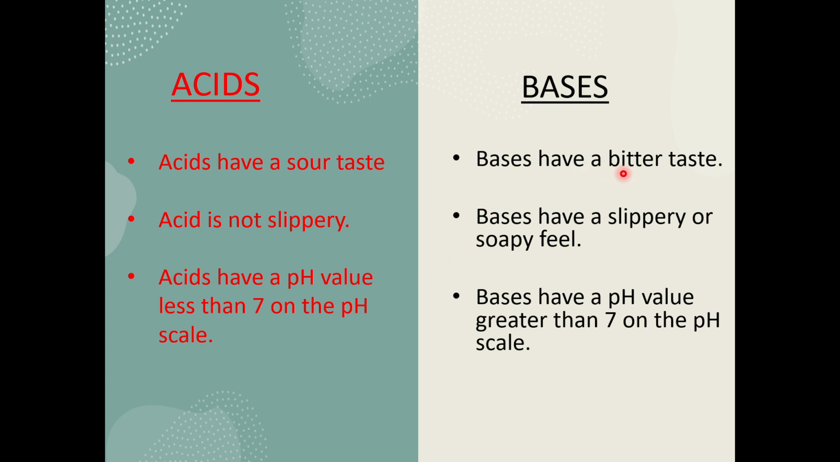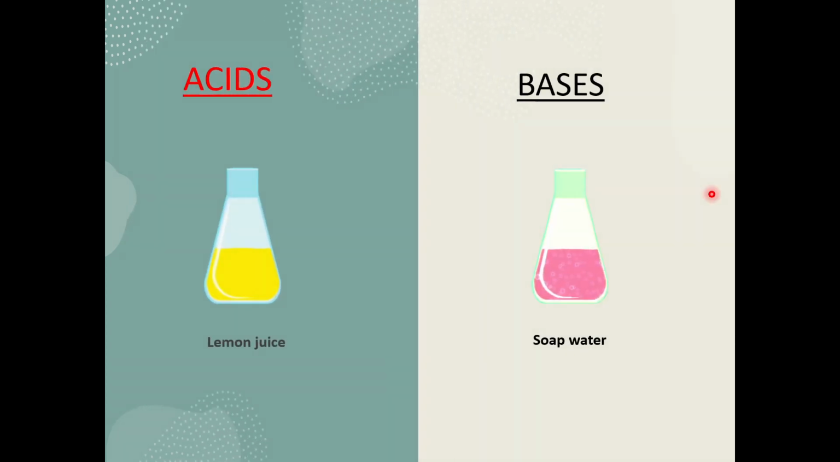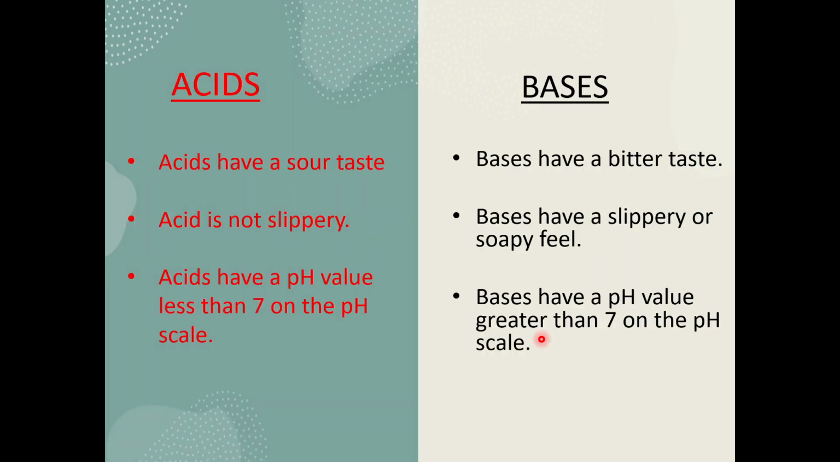And then the property of base is that base has a bitter taste. Just take an example of soap solution. Soap solution is bitter in taste, but don't try this at home. I'm just taking the example of soap solution, you don't need to try it. It's bitter in taste. Base has a slippery or soapy feel, and then base has a pH value greater than 7 on the pH scale.